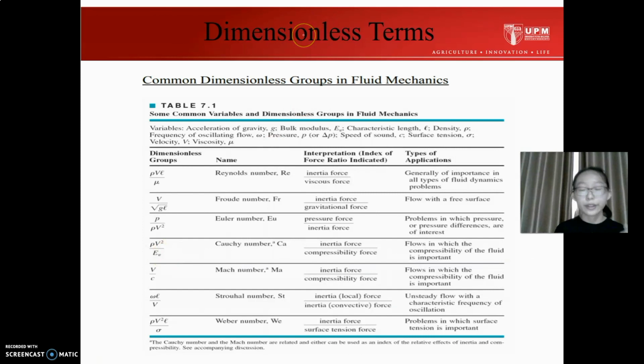The last one is dimensionless terms. Here are the common dimensionless groups in fluid mechanics: Reynolds number, Froude number, Euler number, Cauchy number, Mach number, Stokes number, and Weber number. And these are the formulas and the applications with interpretations.